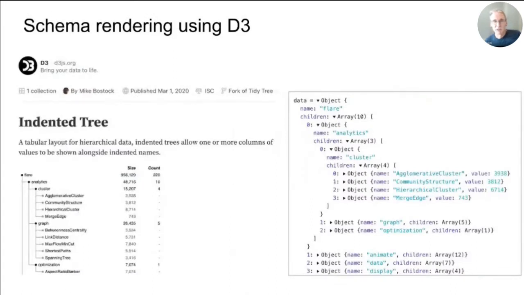The schema visualizations are based on the indented tree sample in the D3 gallery. On the right is the data structure used to generate this tree. It's a nested hierarchy where each object has a name and an array of children. This is quite close to the structure of an OpenAPI spec, where each component has a name and a list of properties, each of which can be another component.